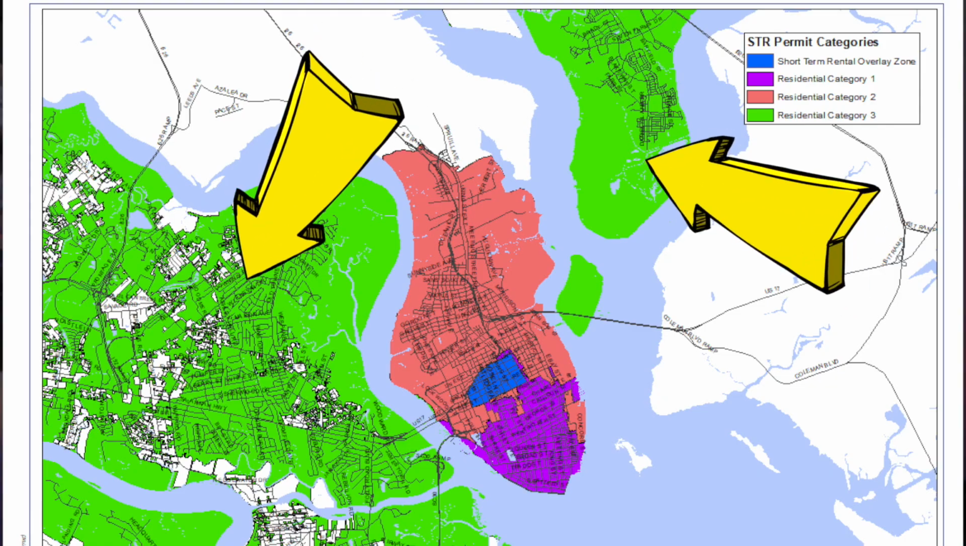I told you this was not going to be easy. Now we're going to cover the last area, which is category 3. Now this is the non-peninsula area of Charleston, including most of West Ashley, James Island, Johns Island, and Daniel Island. Now if your property is within the city limits in these areas, the home must be your primary residence.